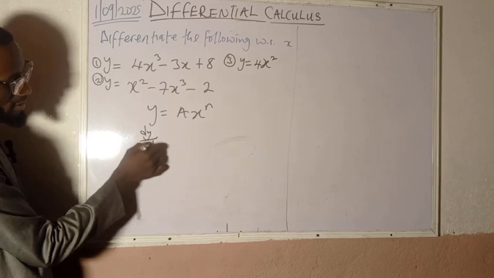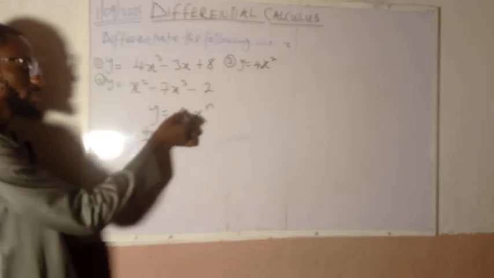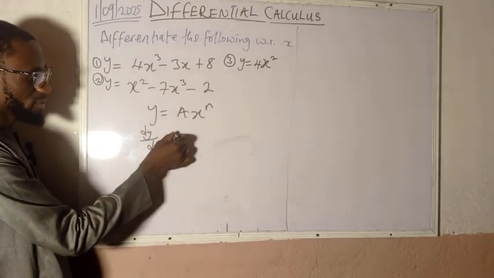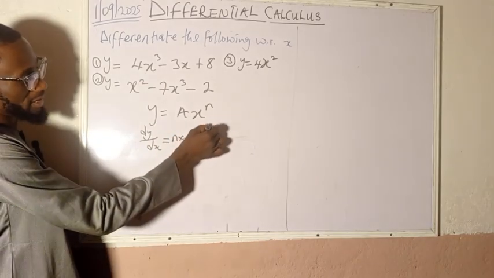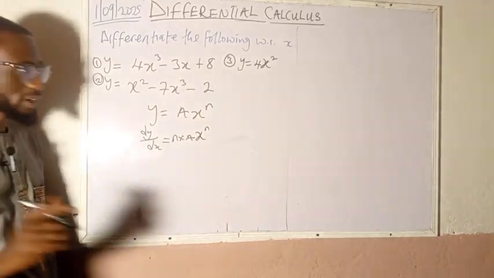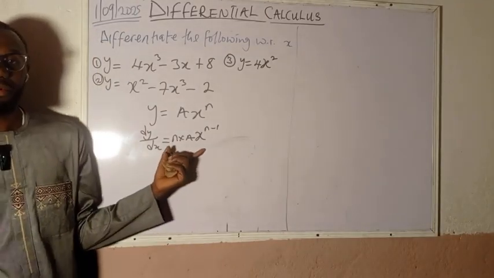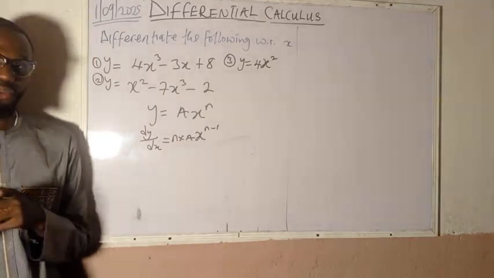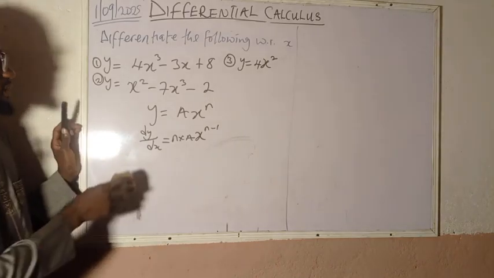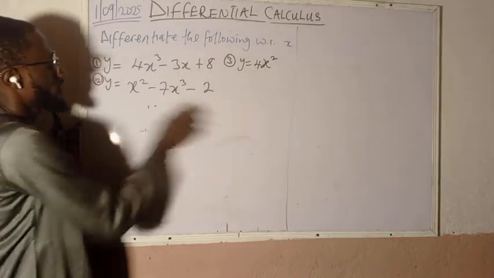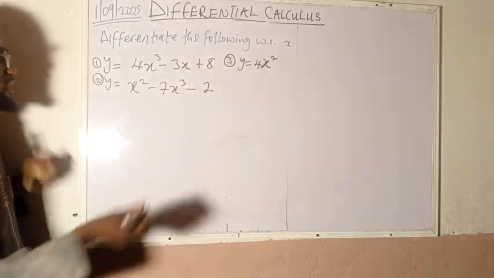Since this n can be any number, if we differentiate, dy over dx is equal to, the power will multiply by this a. Therefore we have n times a x raised to the power n. Also, we subtract 1 from the power, and that is the formula for solving differential calculus using the general method. Then we are going to apply the formula in solving these cases.